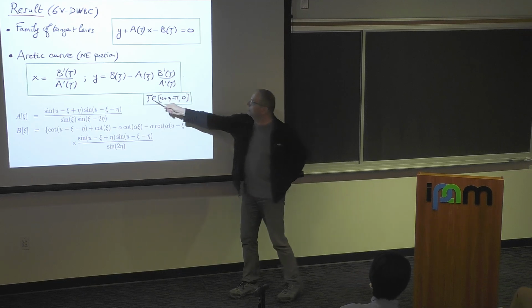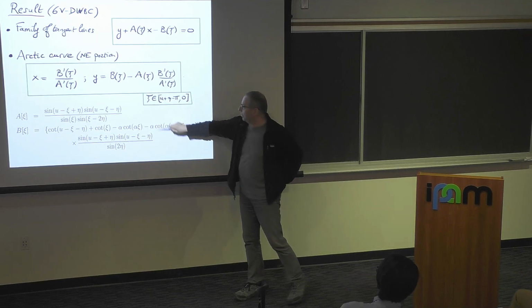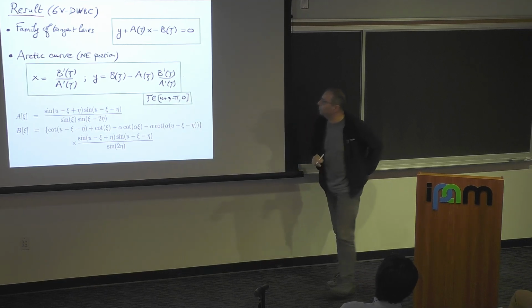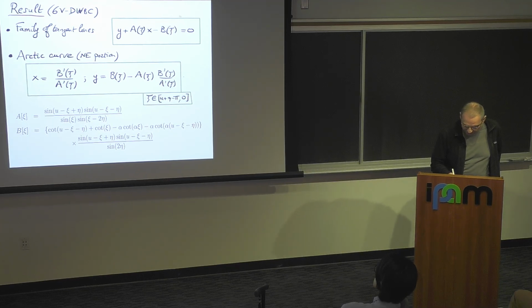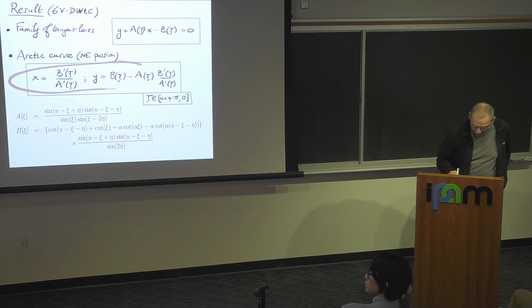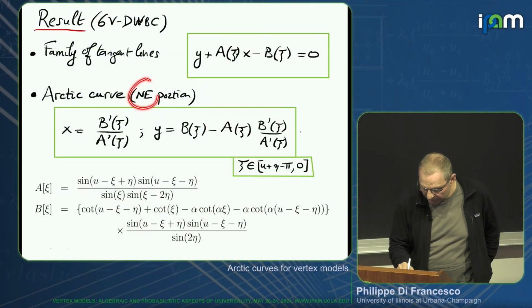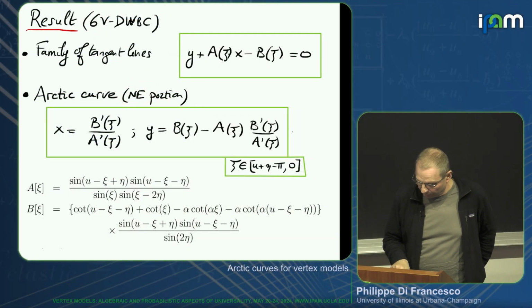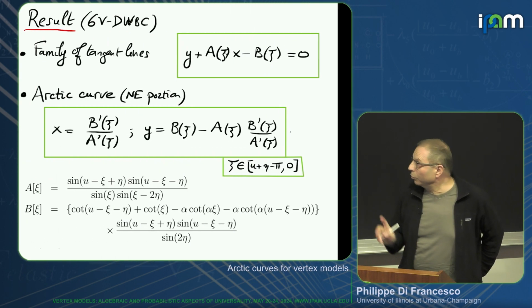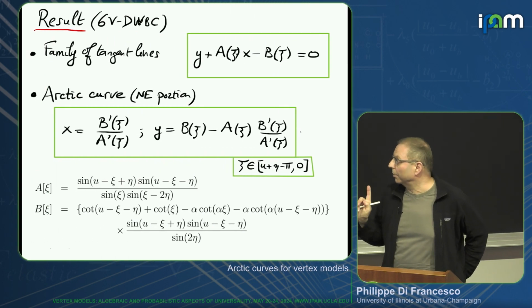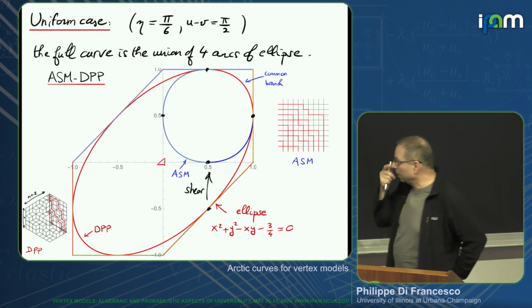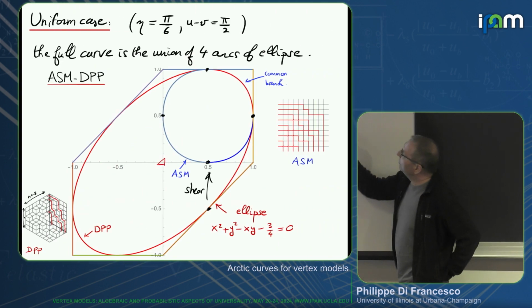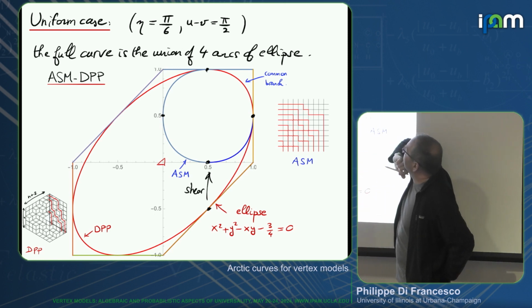Now you have to figure out the range of parameters, but essentially you get these two values for A and B. So you have your family of lines here, and you deduce the Arctic curve, or more precisely the northeast portion of the Arctic curve. Okay, and that's for all parameters Q, right? Not just at the combinatorial point. But if you look at the combinatorial point, here is what you get.